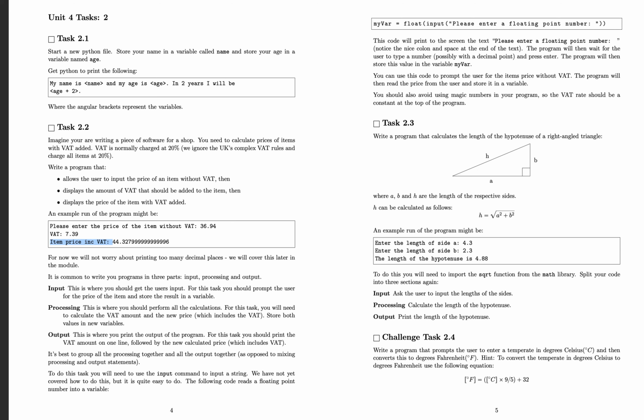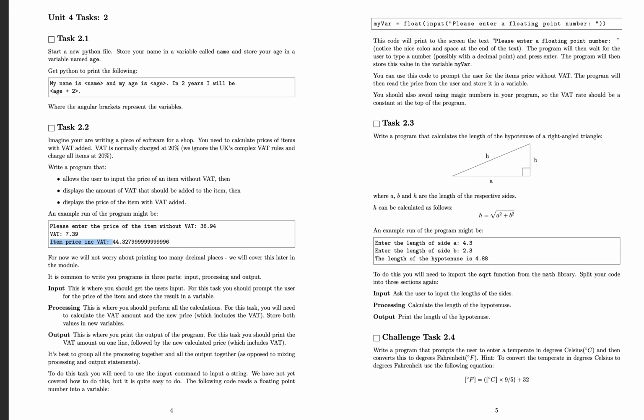Then let's look at task 2.3. Write a program that calculates the length of the hypotenuse of a right-angled triangle, where A, B, and H are the lengths of the respective sides. H can be calculated as follows. So H is the square root of A squared plus B squared. An example run of the program might be: enter the length of side A, 4.3; enter the length of side B, 2.3. The length of the hypotenuse is 4.88. To do this, you will need to import the square root function from the math library.